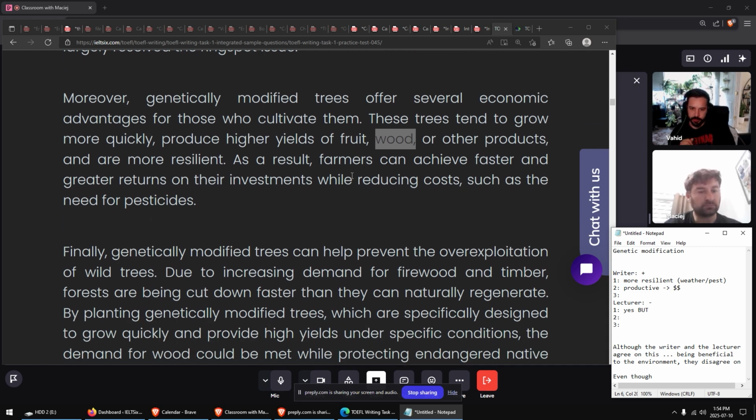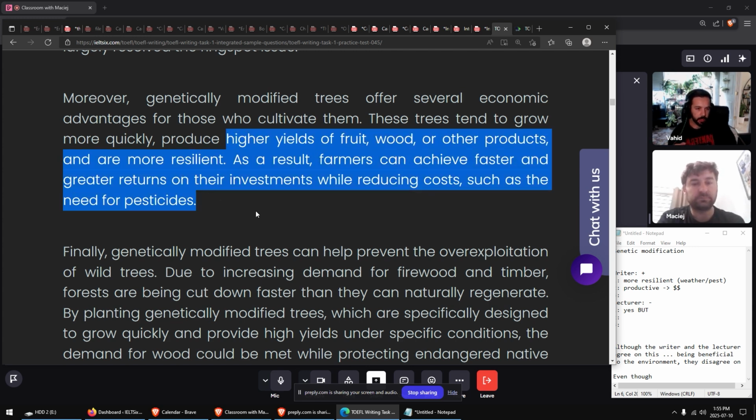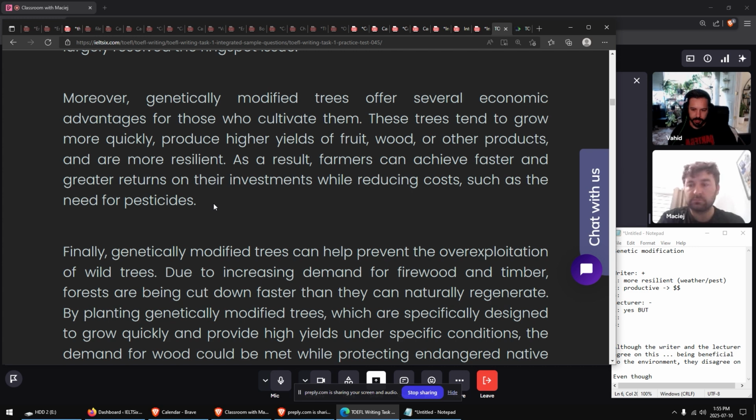Okay. As a result, farmers can achieve faster and greater returns on their investment while reducing costs such as the need for pesticides. Now, the lecturer can disagree with this and say they still need pesticides and they even need more expensive ones, so it's not going to save any money here. Similar to the broccoli passage, where we said transportation costs will go down, but other costs will go up. And maybe she disagrees completely and says they don't actually give you a higher yield, which I think is not very likely, because we do know that GMOs actually give you much higher yields.